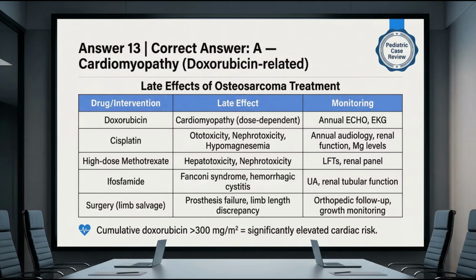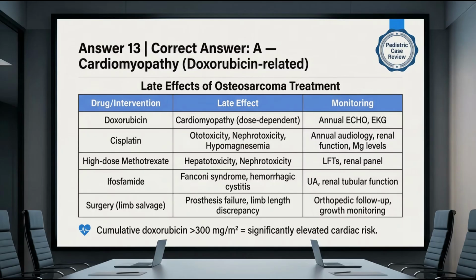This patient received a cumulative doxorubicin dose of 375 milligrams per meter squared, which exceeds the 300 milligrams per meter squared threshold associated with significantly elevated cardiac risk. Doxorubicin causes cardiomyopathy through free radical damage to cardiomyocytes, which is why annual echocardiogram and electrocardiogram monitoring is mandatory.